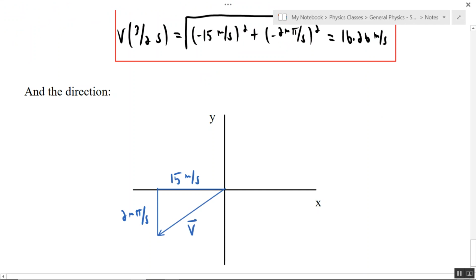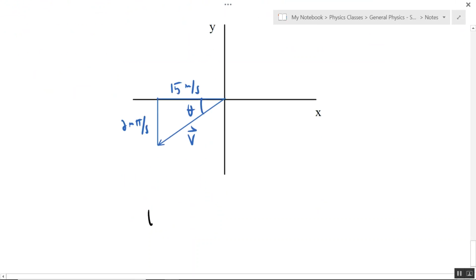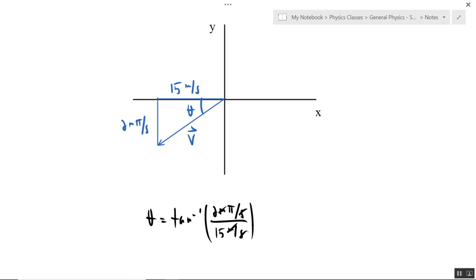at that point. So how do you find this angle, the angle inside? It's the inverse tangent of the opposite, which is 2 pi meters per second, and the adjacent side, which is 15 meters per second. The units cancel out: the meter cancels the meter, the second cancels the second. So it's basically 2 pi divided by 15, which is like 6.28 divided by 15. The inverse tangent of that is 22.73. So that is the interior angle.